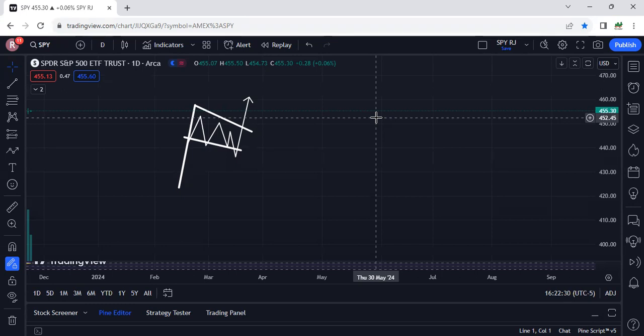All right. So let's talk about what is the methodology behind this, right? Candlesticks are important because each candle tells you a story, right?